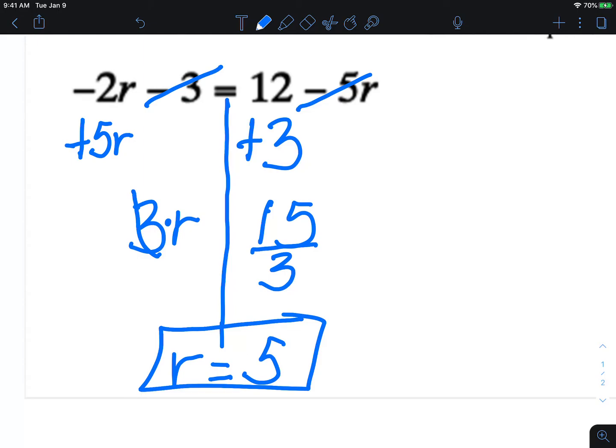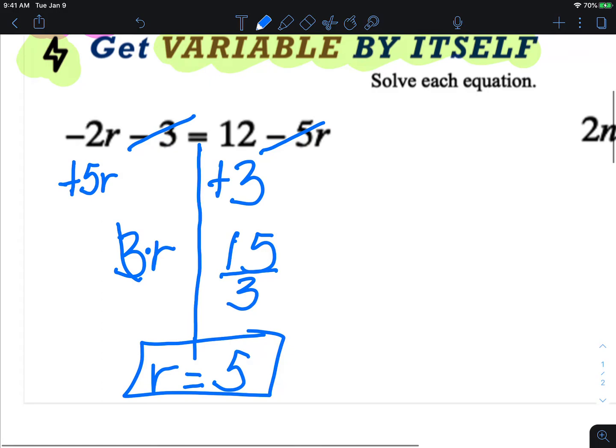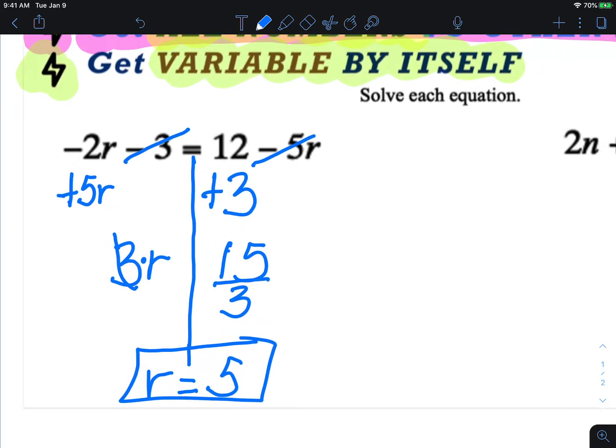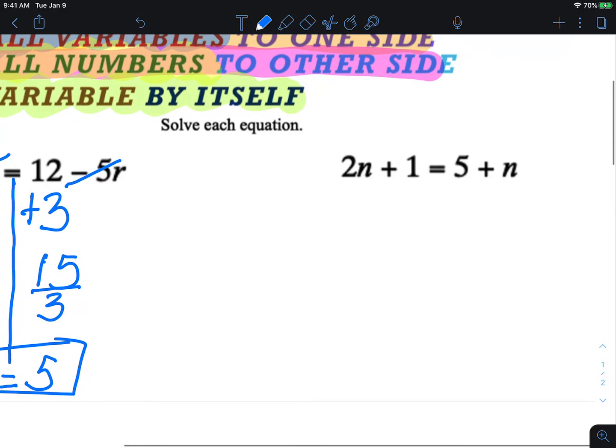So this was called multi-step because I did more than 2 steps. I did multiple steps, right? Multi-step. Okay. So let's try this second one.